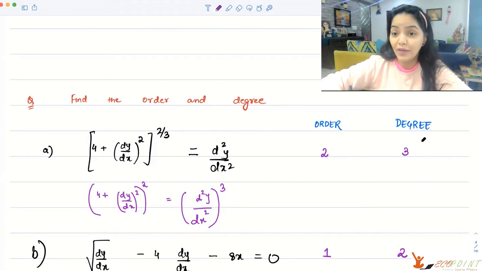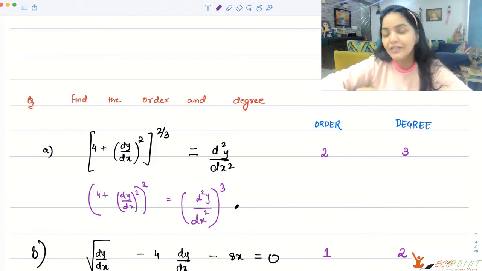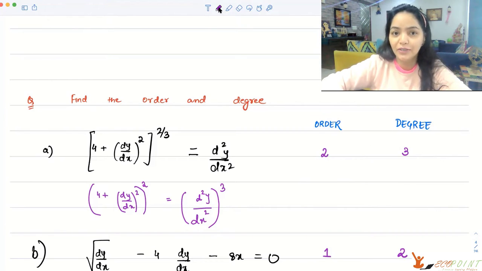And now understand why the degree is 3. The degree is 3 because when you cube, now you have a polynomial shape here. When you cube, your d2y upon dx square is cubed, right? So the power of the highest order derivative in this polynomial type of statement is 3. So the degree is 3. That is why you can see that I've written degree 3 out here.